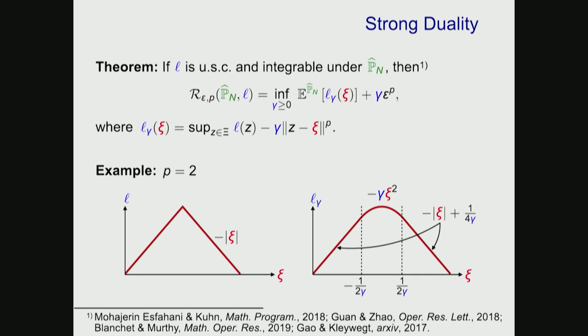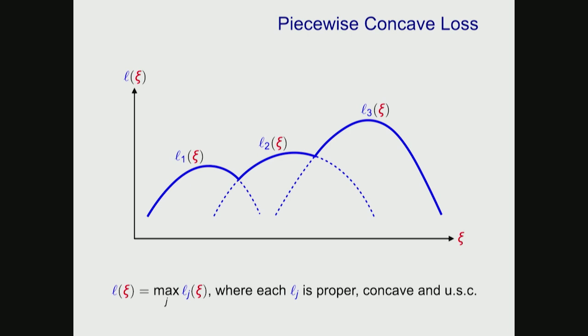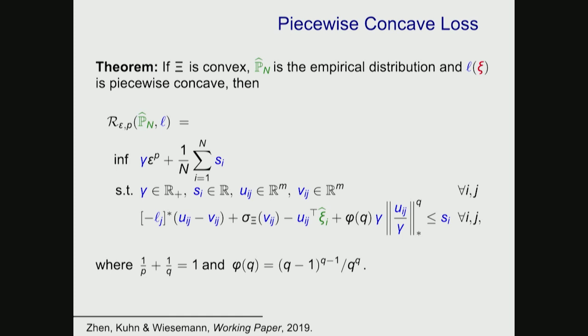So this strong duality result can be used, for example, to derive tractable reformulations for worst-case expectations of piecewise concave loss functions. A piecewise concave loss function is just a pointwise maximum of finitely many concave component functions Lj. Okay, so this leads us to a first main theorem. Let's assume for the moment that our set xi is convex and that the nominal distribution is the discrete empirical distribution on the training samples. Let's also assume that the loss function is piecewise concave. In this case, we can prove that the worst case risk equals the optimal value of a finite convex minimization problem.